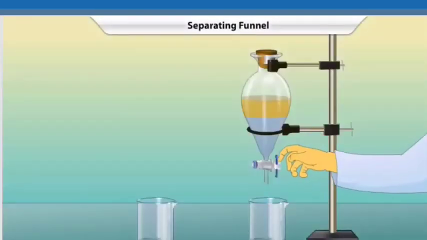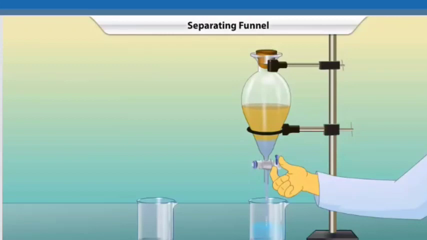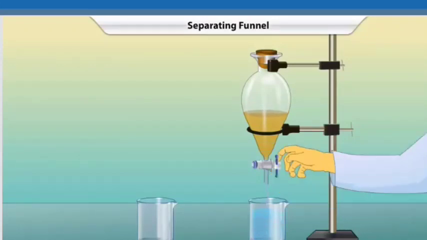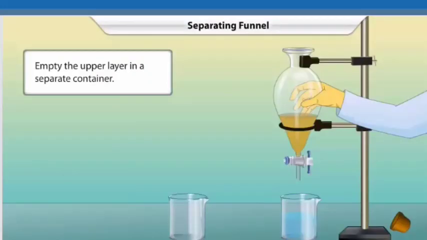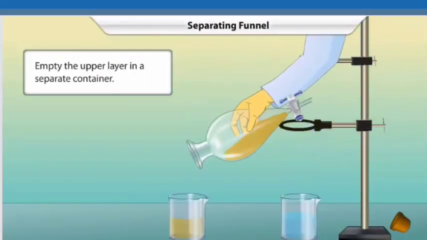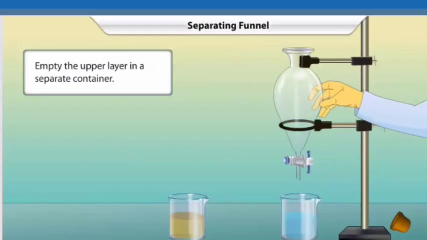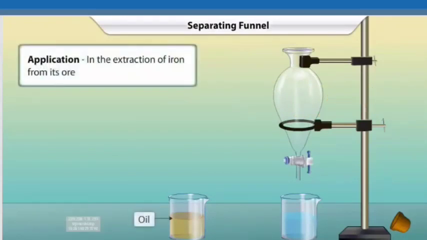Now, open the tap at the bottom of the separating funnel to let the water run out. Empty the upper layer in a separate container. The principle used for separation of immiscible liquids is also used in the extraction of iron from its ore.